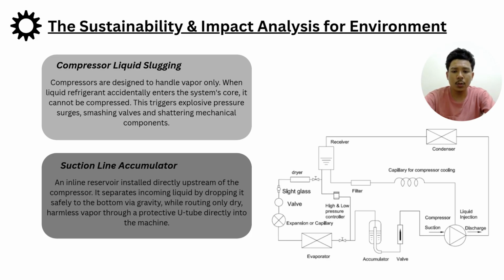To prevent this, we installed a suction line accumulator right upstream of the compressor. This receiver uses gravity to drop dangerous liquid safely to the bottom, while sending only dry, safe vapor through a protective U-tube into the compressor. This simple fix protects the machine from catastrophic failure.